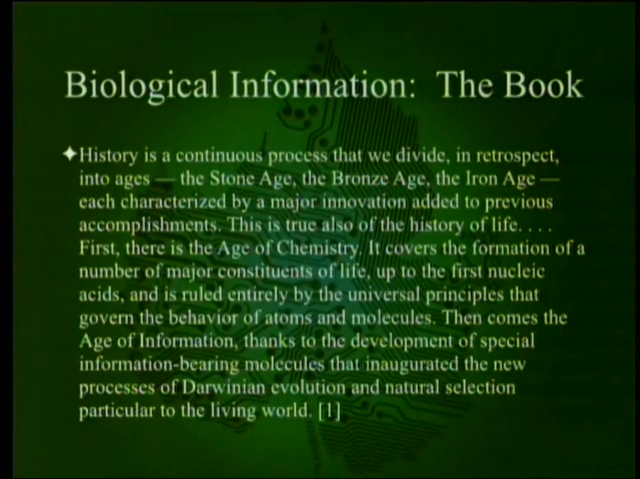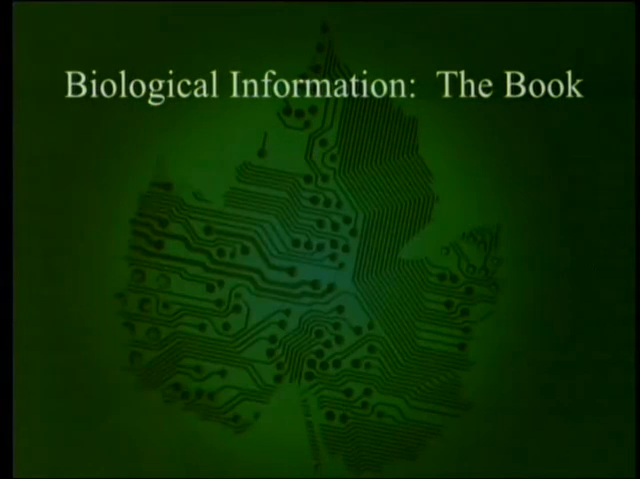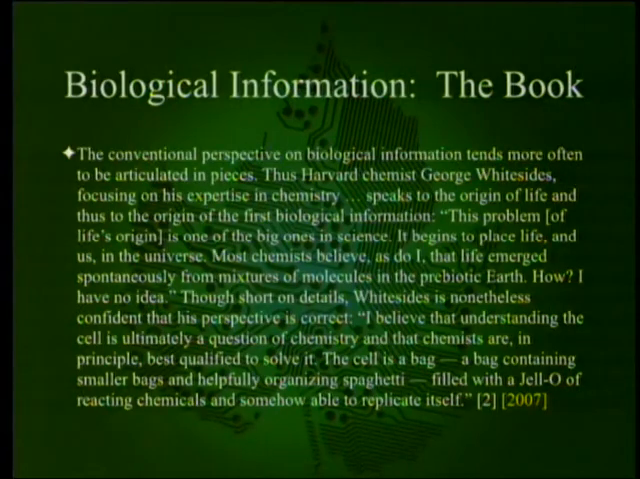Dr. De Duve elaborates. History is a continuous process that we divide in retrospect into ages: the Stone Age, the Bronze Age, the Iron Age, each characterized by a major innovation added to previous accomplishments. This is true also of the history of life. First, there's the age of chemistry. It covers the formation of a number of major constituents of life up to the first nucleic acids and is ruled entirely by the universal principles that govern the behavior of atoms and molecules. Then comes the age of information, thanks to the development of special information-bearing processes that inaugurated the new process of Darwinian evolution and natural selection peculiar to the living world. Well, that's De Duve's comments.